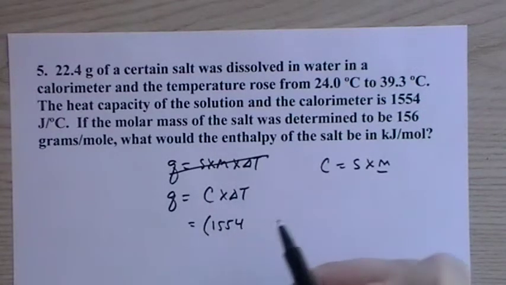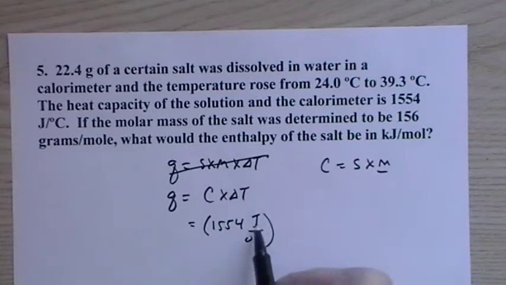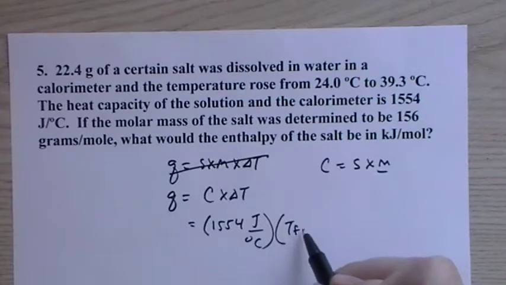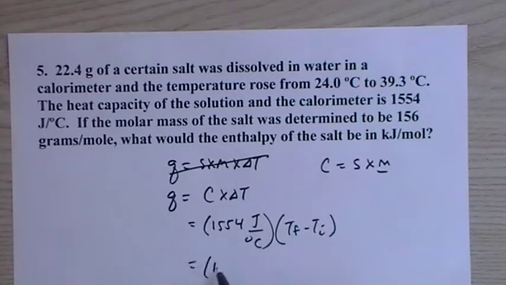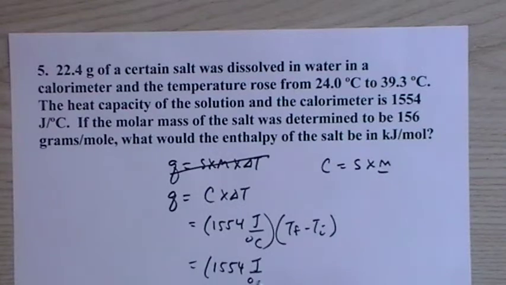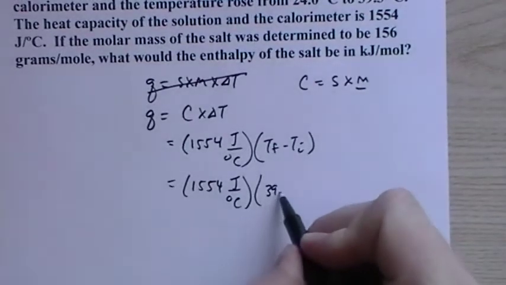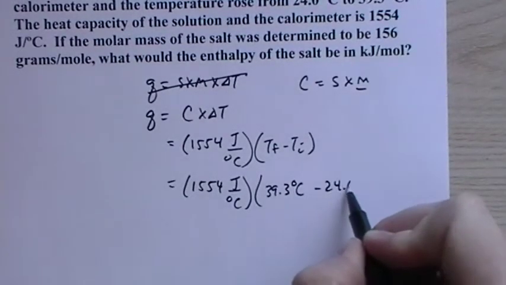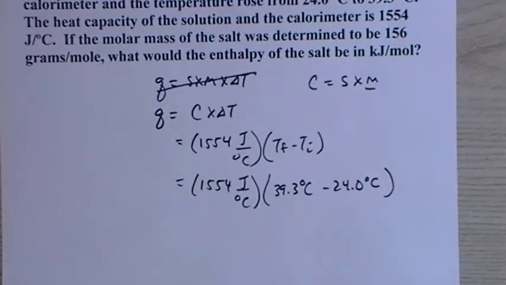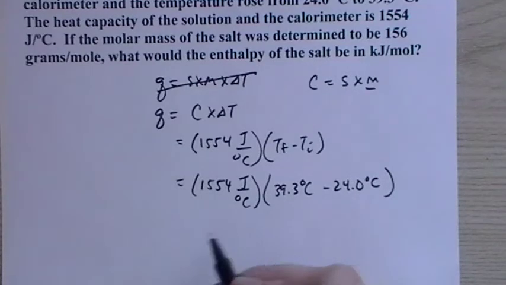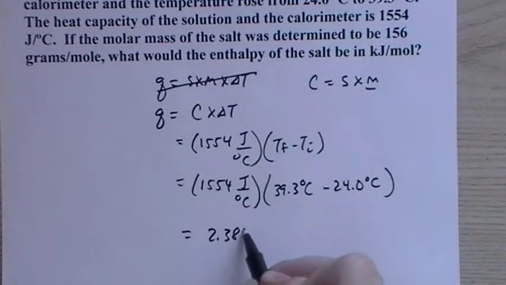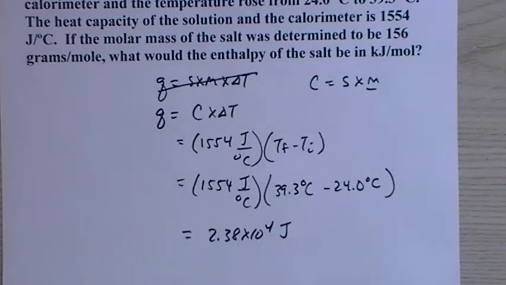And you can tell by the units that you're using. You have joules per degree Celsius. There's no mass term here. There's no grams. So we must use T final minus T initial. Sorry, I should have plugged that in. Joules per degree Celsius, T final is 39.3 minus 24, times 1,554. And this comes up to be 2.38 times 10 to the 4th joules.